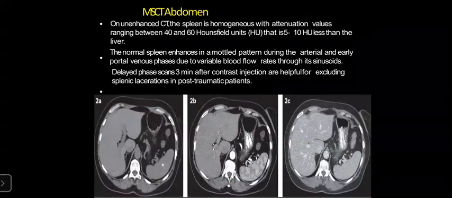Multislice CT abdomen. On unenhanced CT, the spleen is homogeneous with attenuation values ranging between 40 to 60 Hounsfield units, that is 5 to 10 less than the liver. The normal spleen enhancement has a mottled appearance or pattern in the arterial and early portal venous phase due to variable blood flow. This mottled appearance is seen in the early enhancement, portal venous or arterial phases. The delayed phase is scanned 3 minutes after contrast injection. It's helpful to exclude splenic laceration in post-traumatic patients.